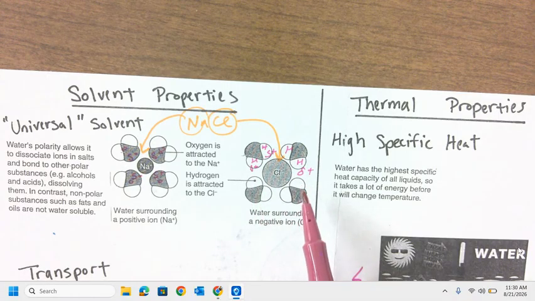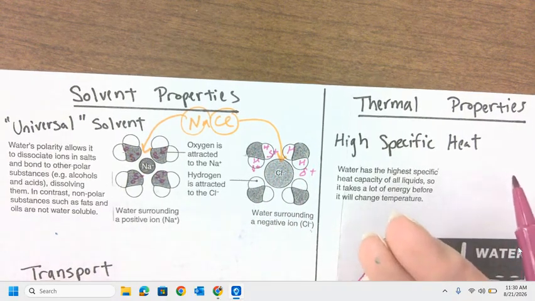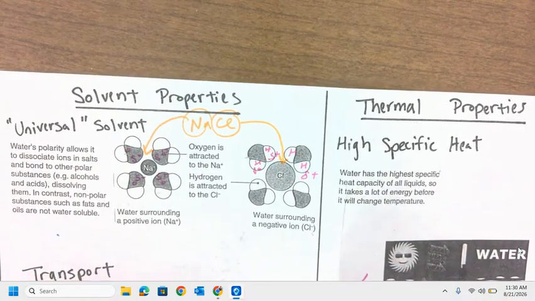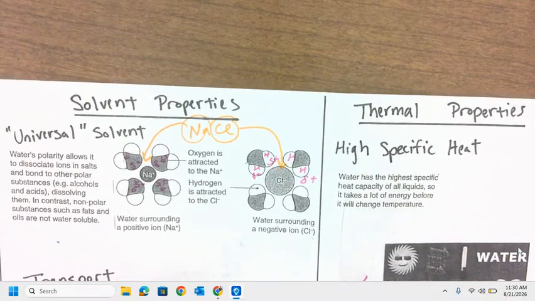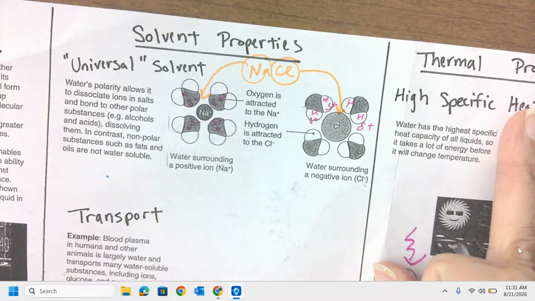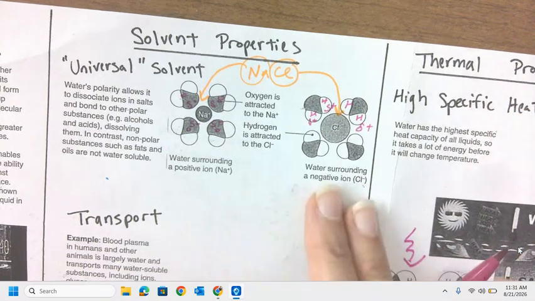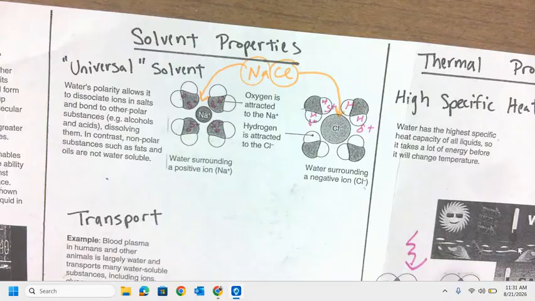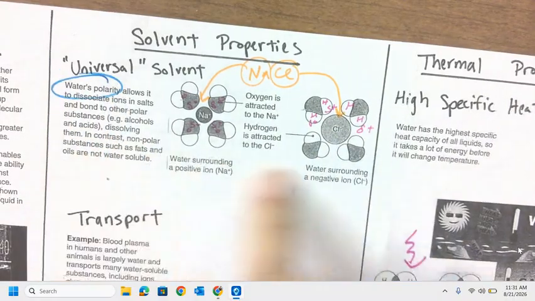It can dissolve other polar substances that have charges. It can dissolve many different types of things. What it doesn't dissolve well is nonpolar things like oil. So the universal solvent property is due to polarity. Okay, so water's polarity leads to universal solvent.